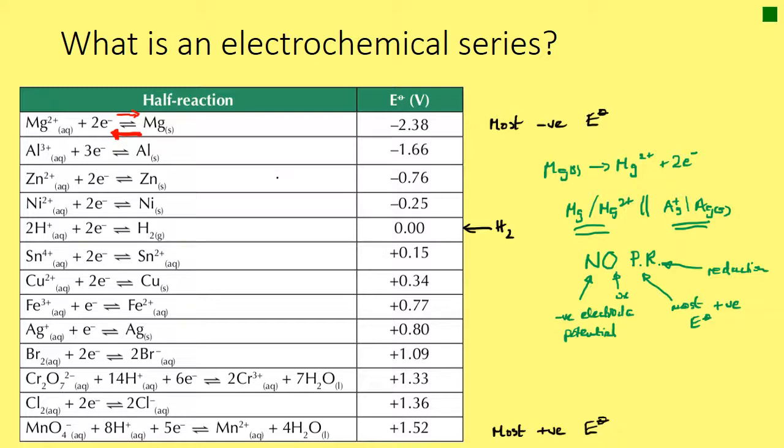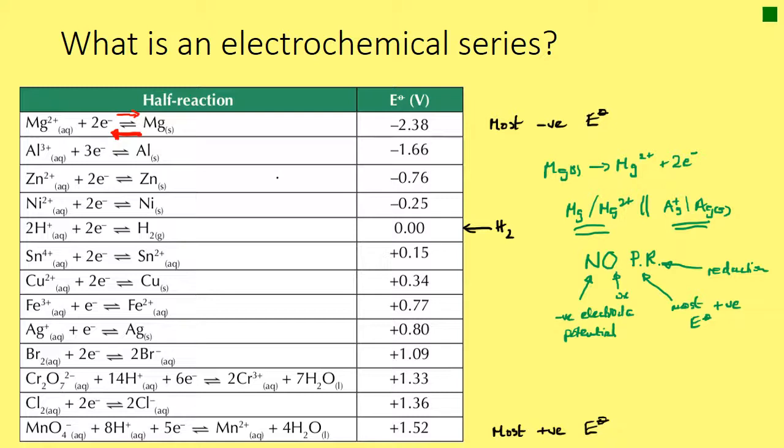Hydrogen is roughly in the middle, because we've said hydrogen is zero by definition. And so the ones with the most negative electrode potentials are going to be the reactive metals, the metals that are least electronegative, or the most electropositive. So group 1 metals, group 2 metals, for example.